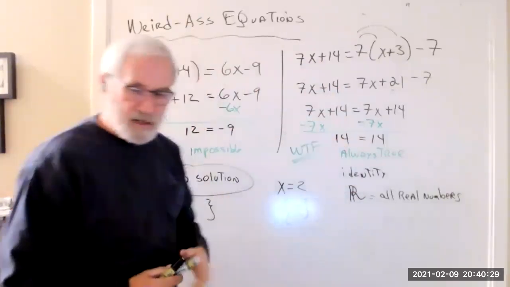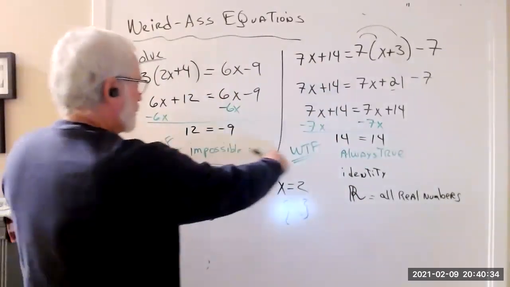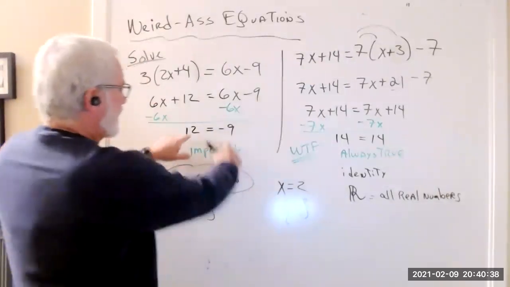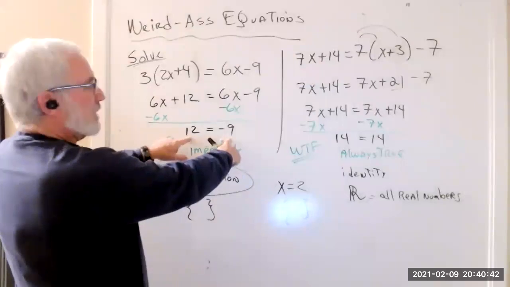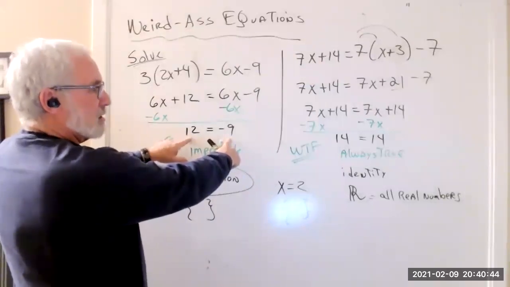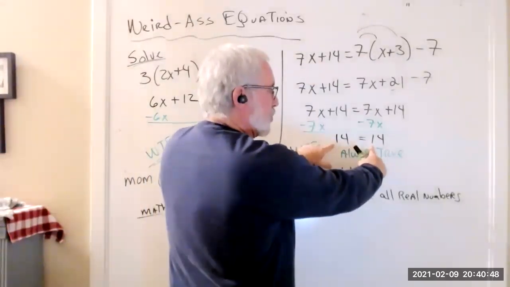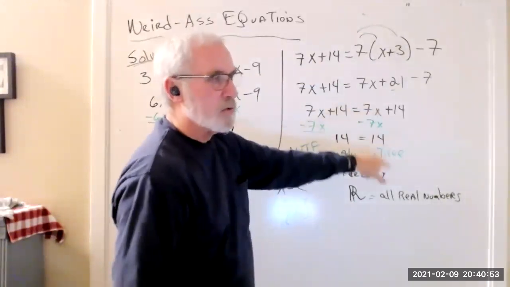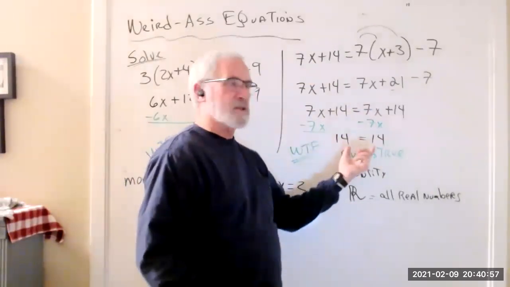But you guys, as the students, have to pay attention to the subtleties here. These are both WTFs because the X dropped out. But this is an impossible situation. 12 can't equal negative 9. Okay. This is always true. And it doesn't have to be 14, by the way. It could be 0 equals 0, or 9 equals 9, or 3 equals 3. The key is they're the same number.